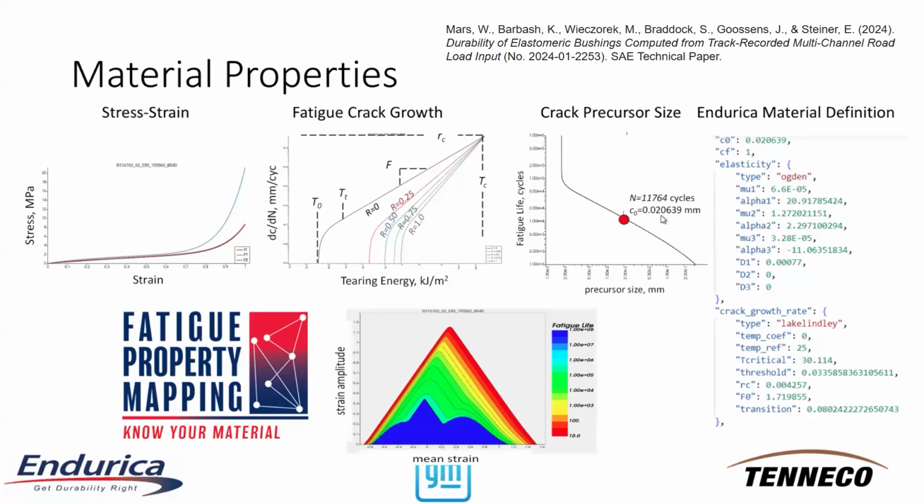Right, the Endurica code assumes that every location in the part contains a small crack precursor. If you get out a microscope, you can see it as undispersed carbon black. But when we calibrated that, we came up with a size of about 21 microns. This bottom plot is what we call the Hay diagram. It's just a map showing how fatigue life depends on mean strain and strain amplitude. And this diagram is computed from the material property set that I've shown above here. This is a material that we used in a paper that we published a few years ago at SAE.